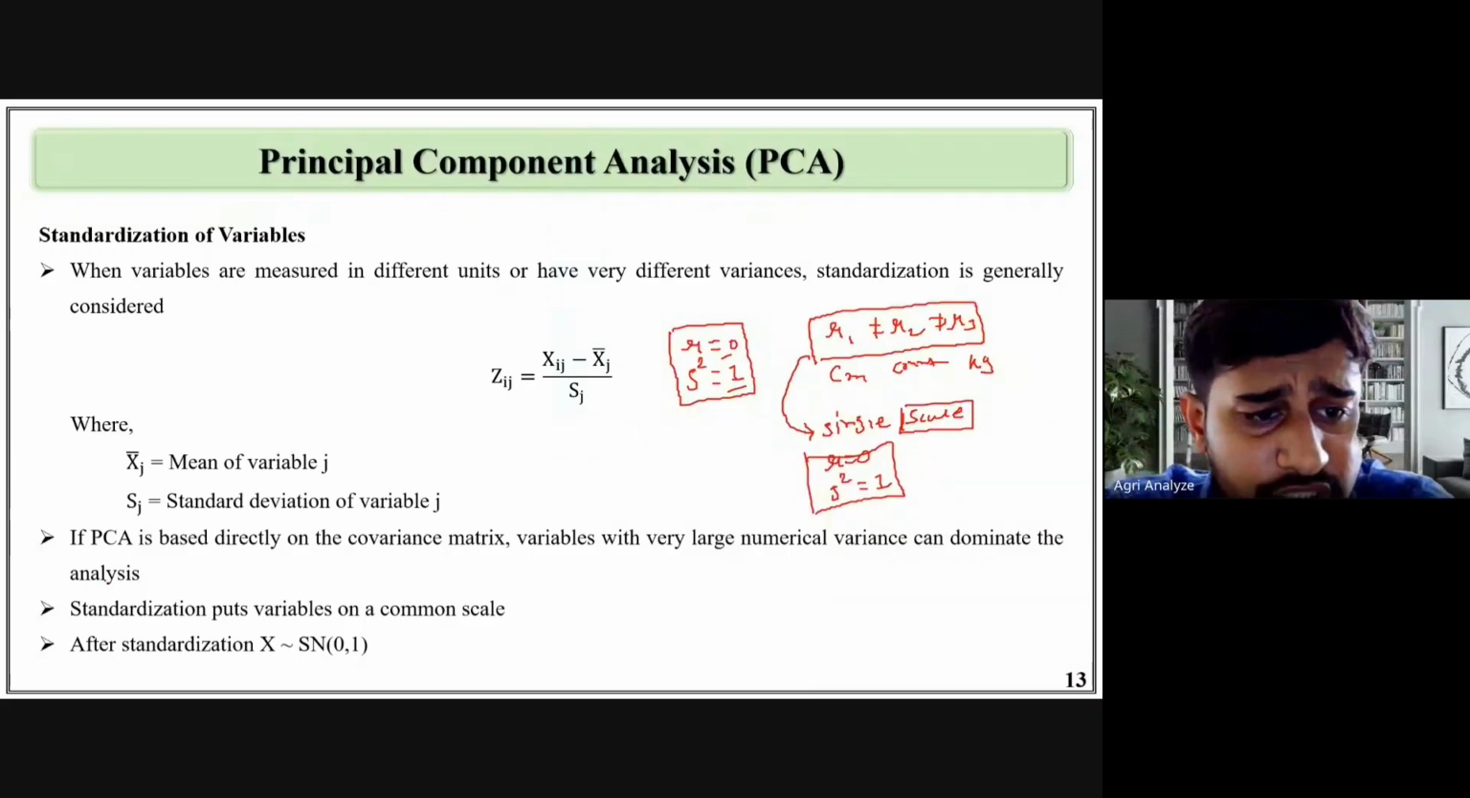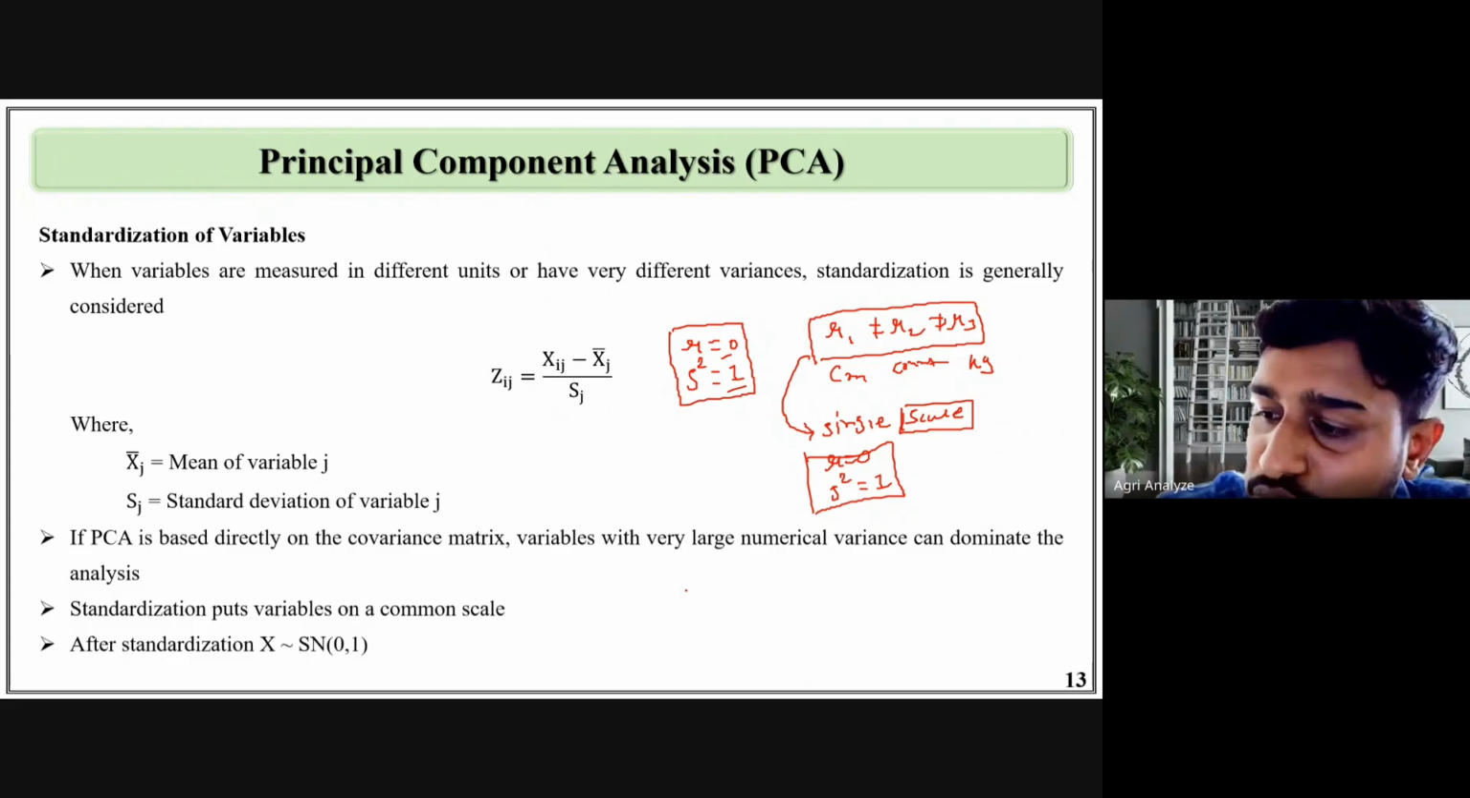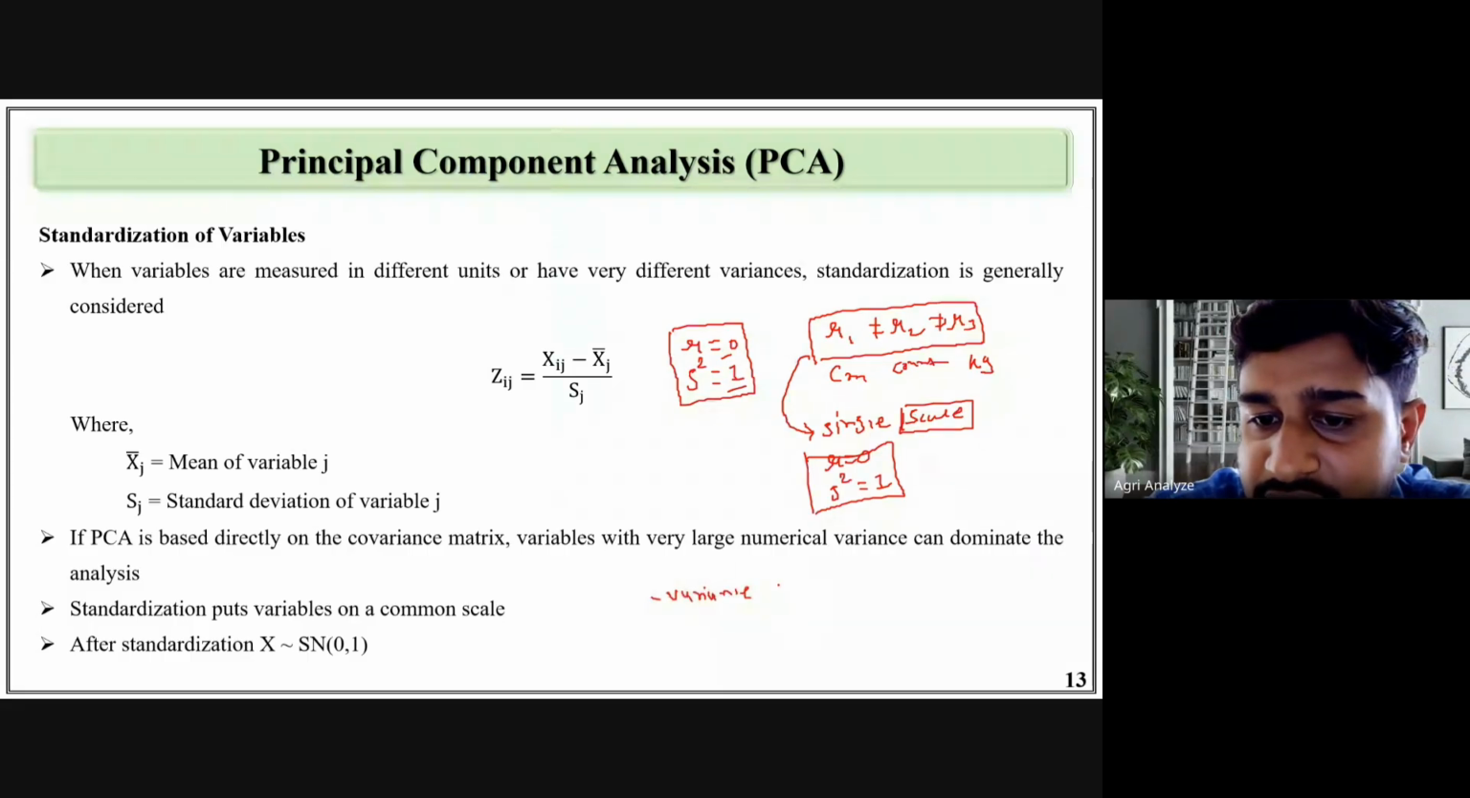Okay. So if PCA is based directly on the covariance matrix, like if you are not able to standardize your data, then we have to use PCA by the variance covariance matrix. Otherwise, the correlation matrix is also there.